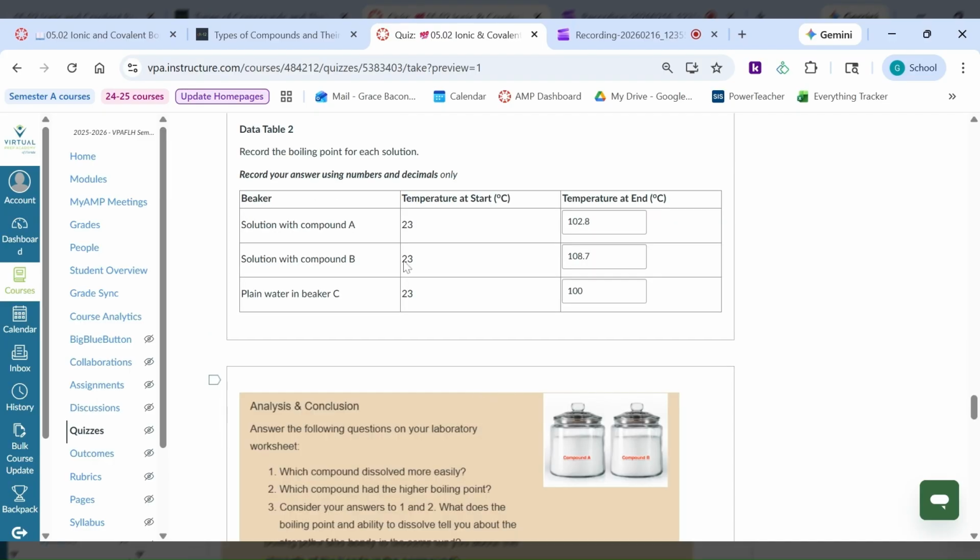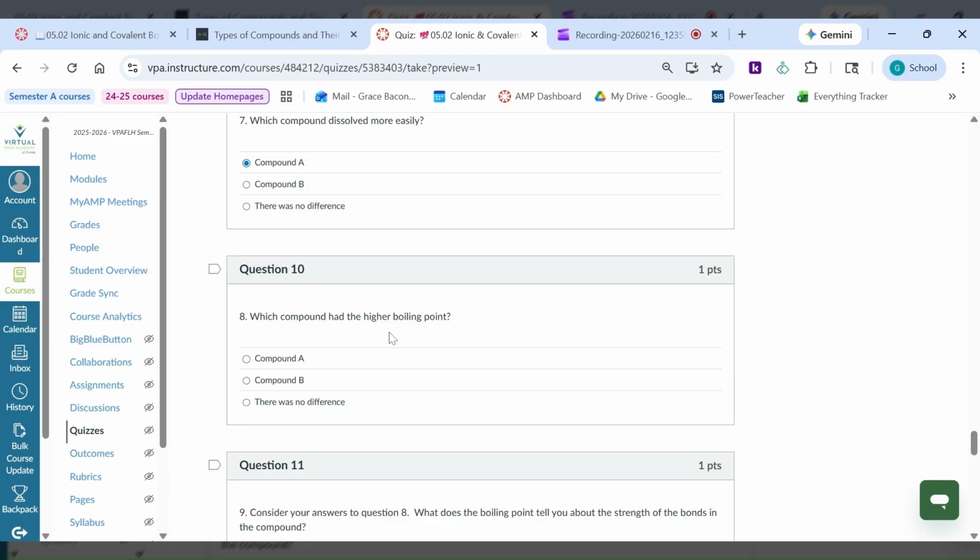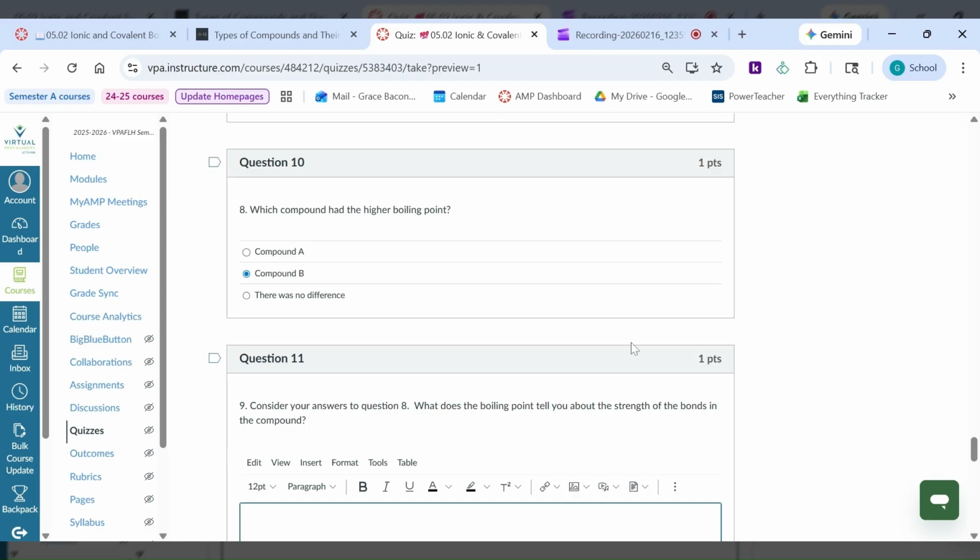Which had the higher boiling point? Here I'm going to my solutions and I'm saying, okay, well, A went up to 102.8. Compound B brought the boiling point up to 108.7. So compound B had the higher boiling point.